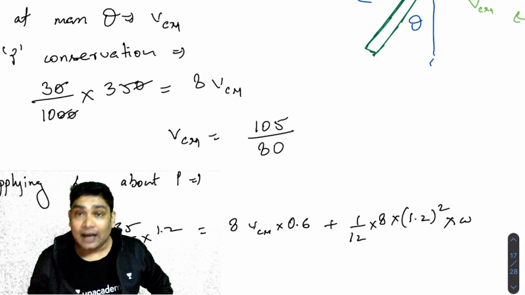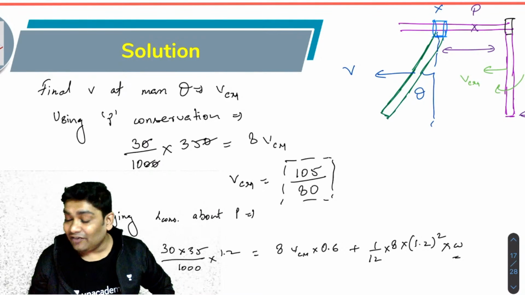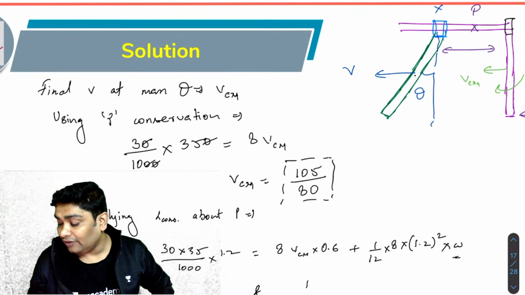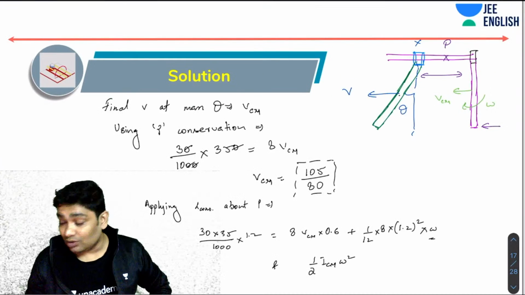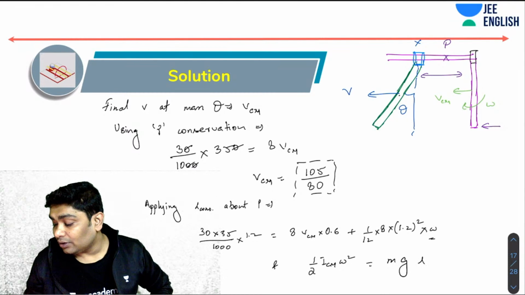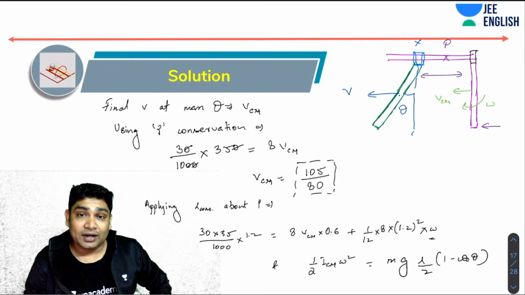Now that I know VCM from momentum conservation, I can find omega. And when I find omega, I can find the maximum height h of VCM. So I can finally say that half ICM omega squared, which is the rotational kinetic energy, is equal to mg L by 2 times (1 minus cos theta). This will be the gain in potential energy. So the rotational kinetic energy would be going into the potential energy.